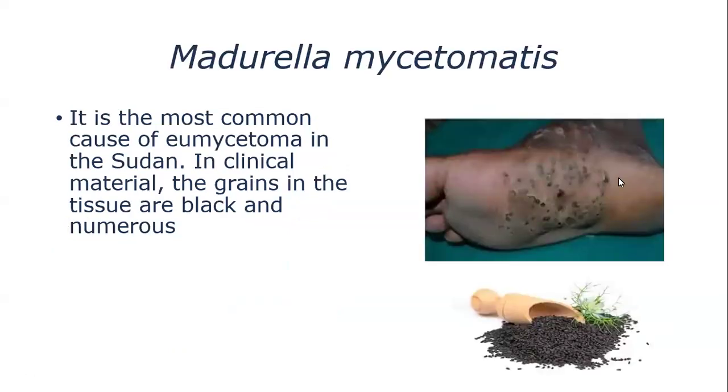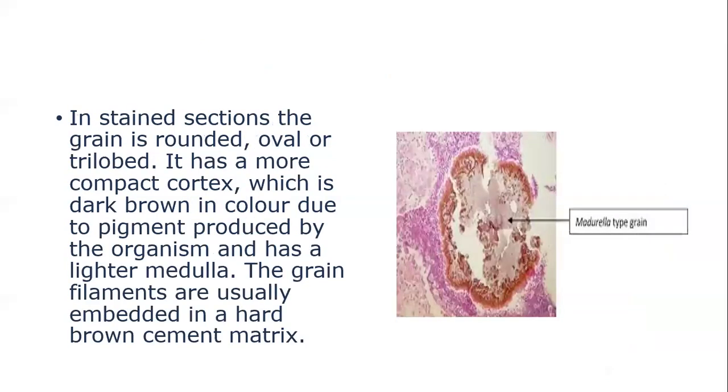Regarding Madurella mycetomatis, it is the most common cause of eumycetoma in the Sudan. And in clinical material, the grains in the tissue are black and numerous. And like I said, these are the black cumin seeds or nigella. Patients usually come saying that it's like the black cumin seeds, which in Arabic is called kamun al-aswad. What do they look like under the microscope?